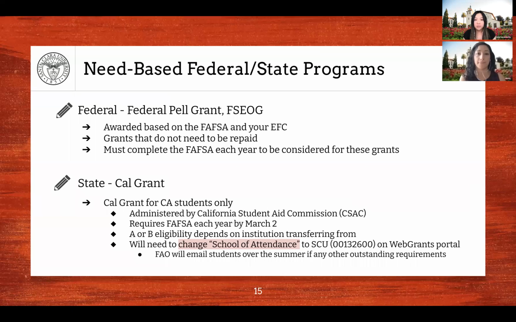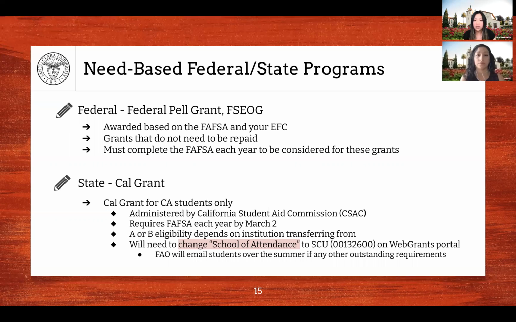And then for the state program, we have the Cal Grant, which is for California residents only, and it's administered by the California Student Aid Commission, or CSAC. And Cal Grant students will have to fill out the FAFSA each year by March 2nd in order to either get it for the first time or just continue to get their Cal Grant award. And our transfer students can get either Cal Grant A or Cal Grant B. It would just depend on the institution that they are transferring from.